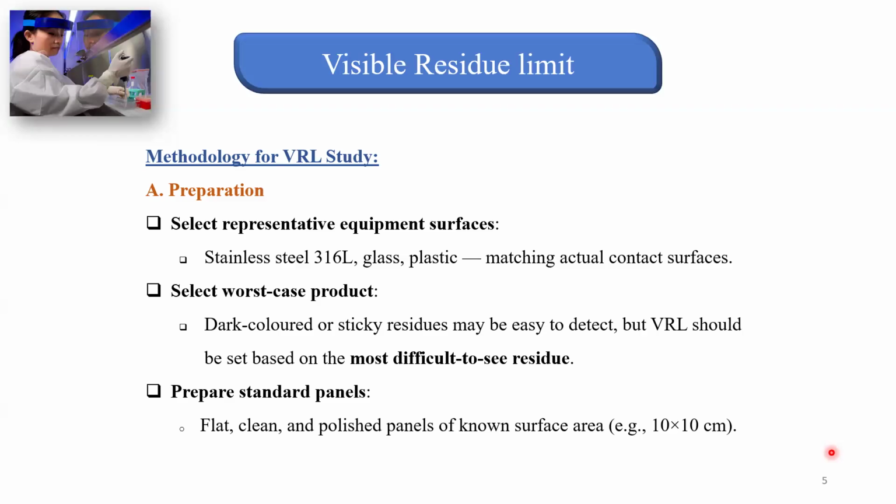After product selection, we prepare standard test panels. These panels are flat, clean and polished surfaces with known surface area, for example, 10 by 10 centimeters. Using standard panels helps to ensure consistency and reproducibility of the study. All panels must be thoroughly cleaned before use to ensure there is no background contamination that could affect the results. This preparation step is very important because proper surface and product selection ensure that the VRL study truly represents real manufacturing conditions.